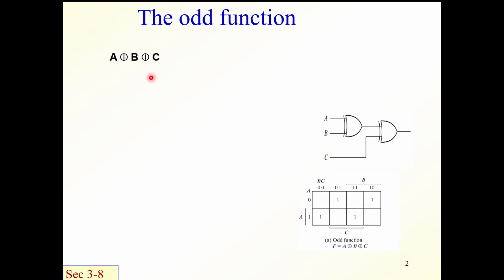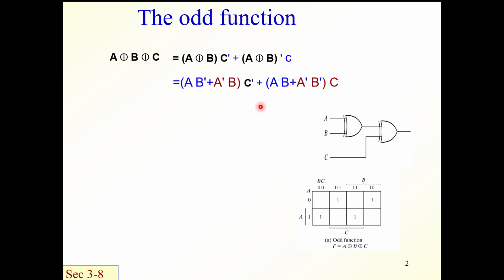Now this is called the odd function. A exclusive OR B exclusive OR C is equal to this one here, ANDed with the C bar, ORed with this here, complemented, ANDed with C. And this is equal to this. If we take the exclusive OR, we expand it, it is A B bar, ORed with A bar B, ANDed with C.